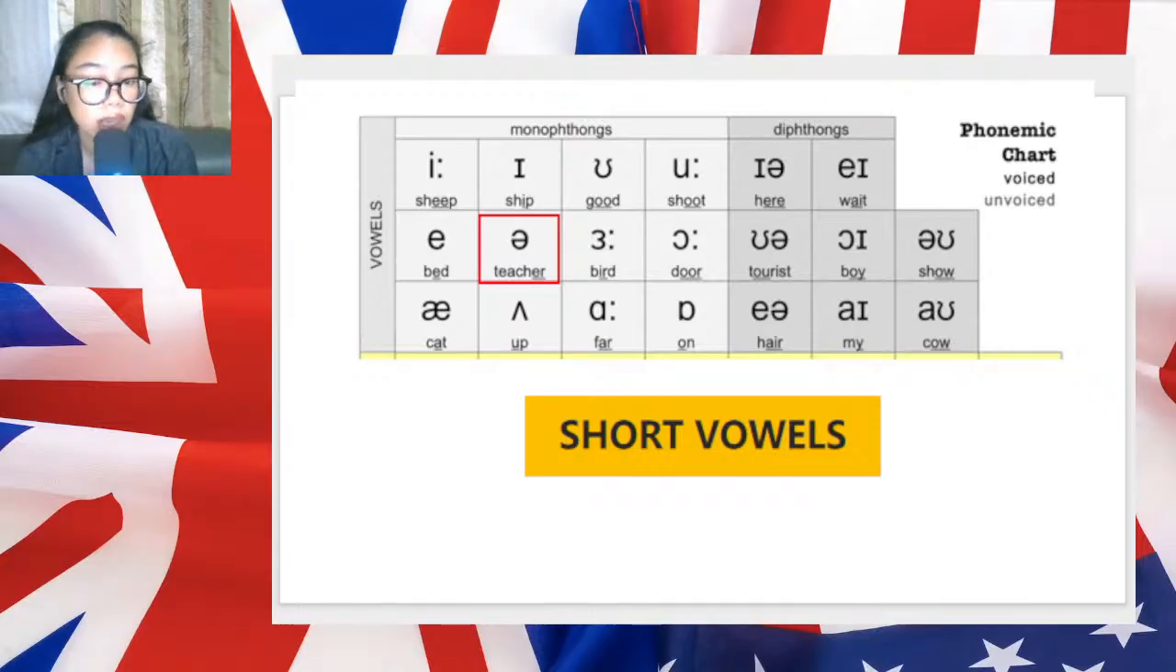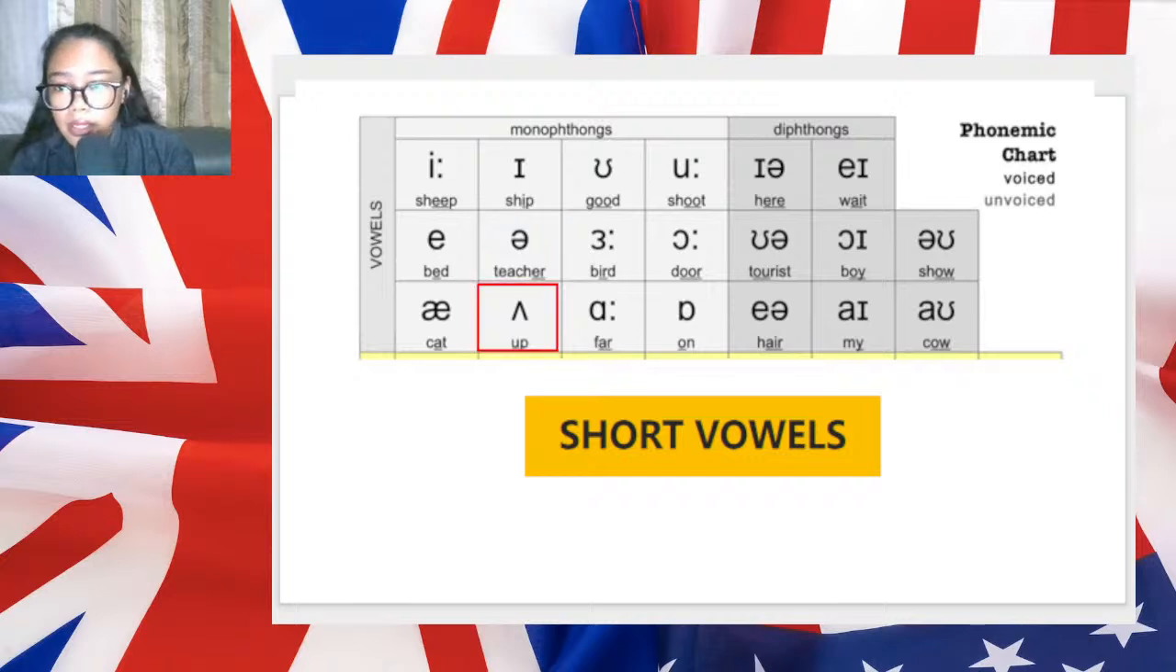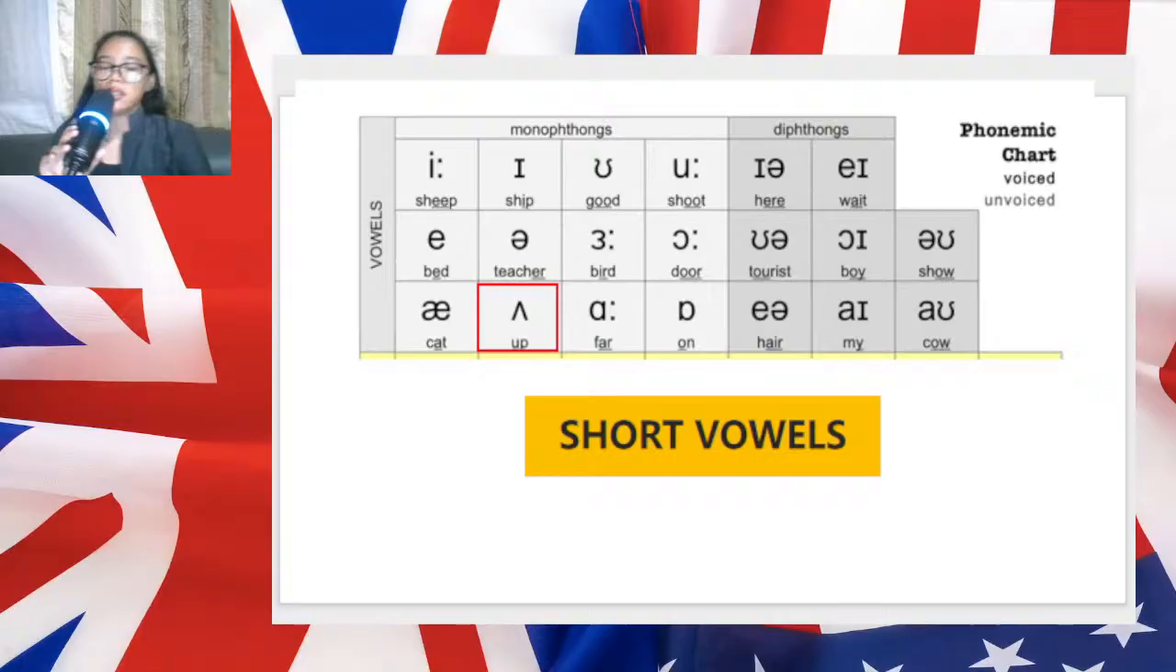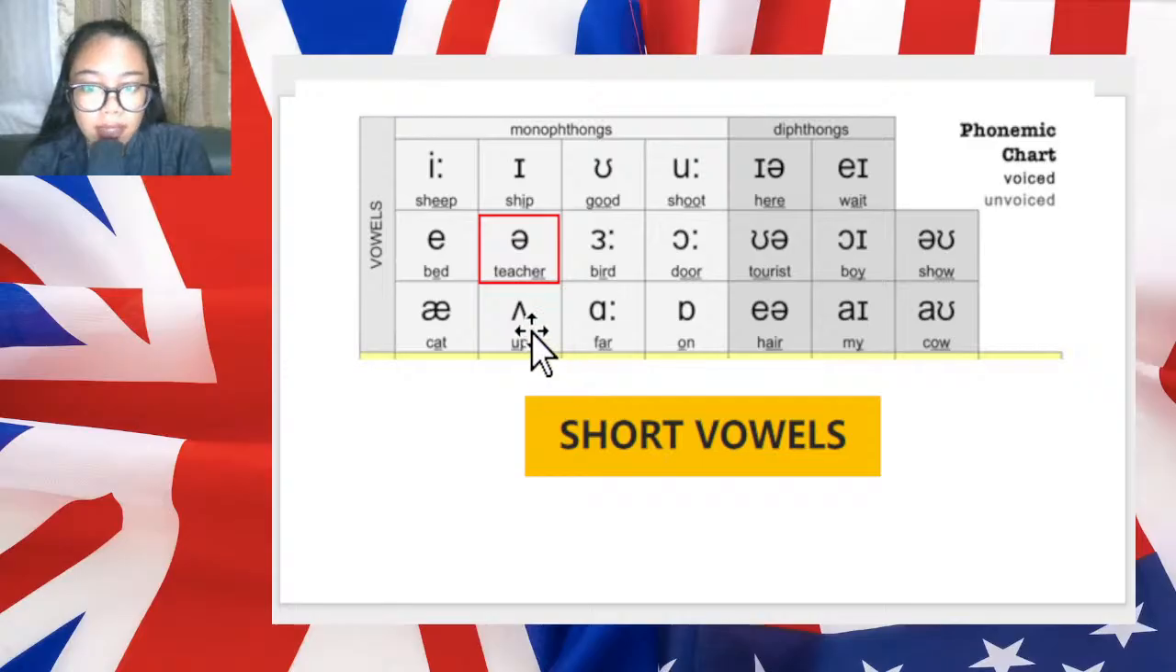You say it is a UH sound, but it's much shorter than the other one that I've mentioned earlier. That one is also a UH sound, right? But this one is much shorter than that. The schwa sound is much shorter than the upside down V. Okay? So this is the sound.